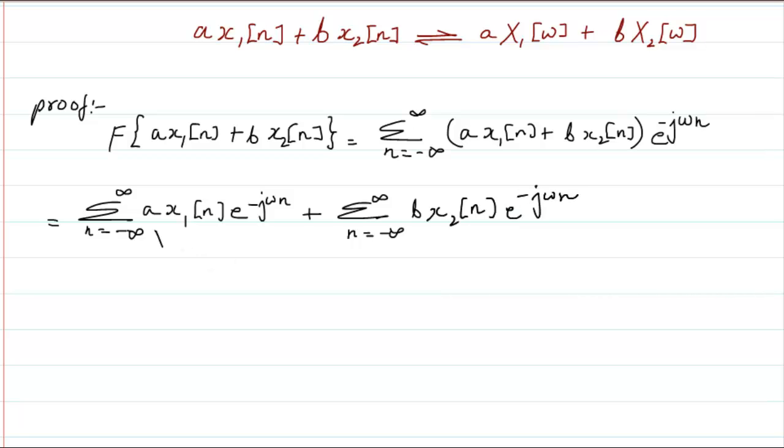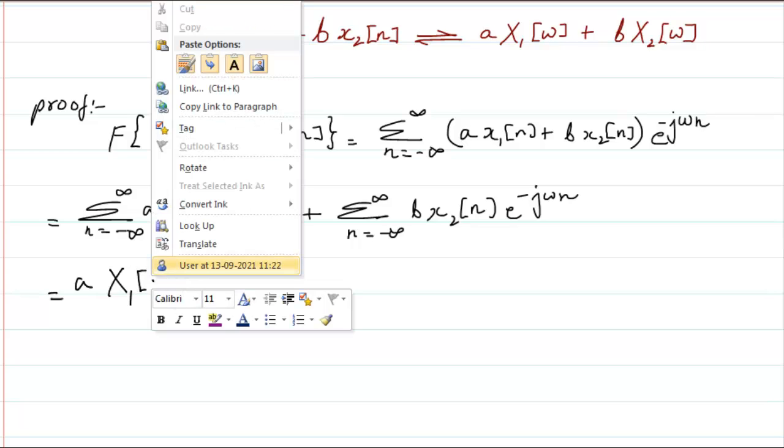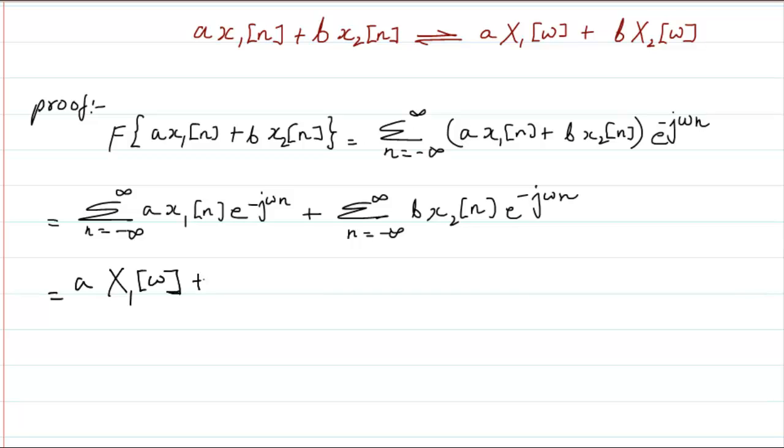If I take a, which is a constant here, outside this particular summation, I will get a multiplied with the summation of x1 of n e raised to power minus j omega n, whatever is inside the summation. That is the equation of the Fourier transform of x1 of n, which is X1 of omega, plus here also b is common. Whatever is inside the summation is basically the Fourier transform of x2 of n, which is X2 of omega. Hence proved.